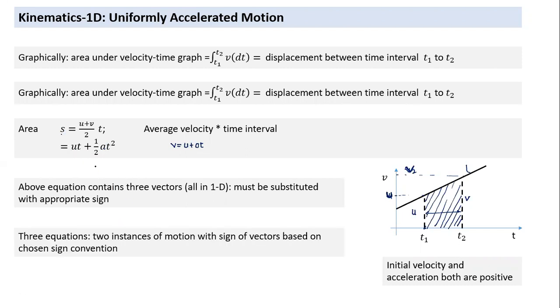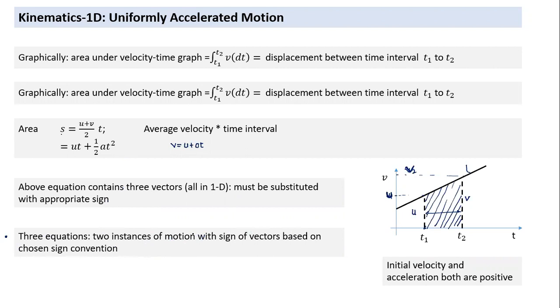So three equations. Here I am not writing v is equal to u plus at, s is equal to ut plus 1 by 2at square, v square is equal to u square plus 2as. All three equations involve two instances of motion with sign of vectors based on the chosen sign convention. These are the main points we have to keep in mind while applying those equations. Three equations represent two instances of motion, two different values of time. So it will have two different positions also, with sign of vectors based on the chosen sign convention.